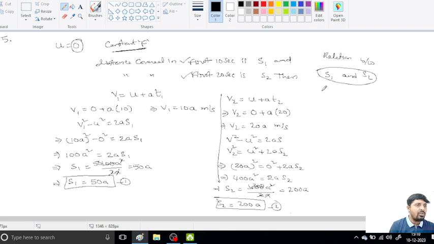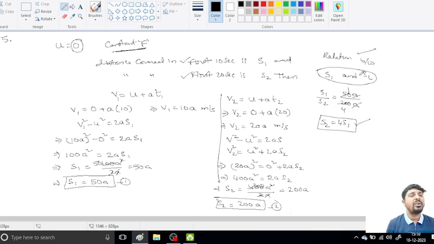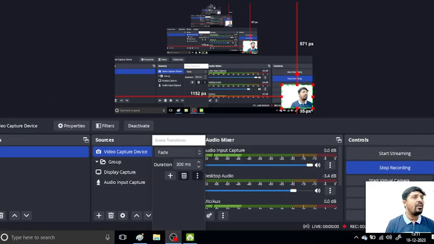Now simply I'll go for s1 by s2, which is equal to 50a by 200a. The a will be cancelled, 50 by 200 gives 1 by 4. So the relation is s2 is equal to 4 into s1. So the answer is s2 is equal to 4s1, the relationship between s1 and s2. Hope these problems help you in solving the questions. In the next segment, we'll solve some other questions. Thank you.